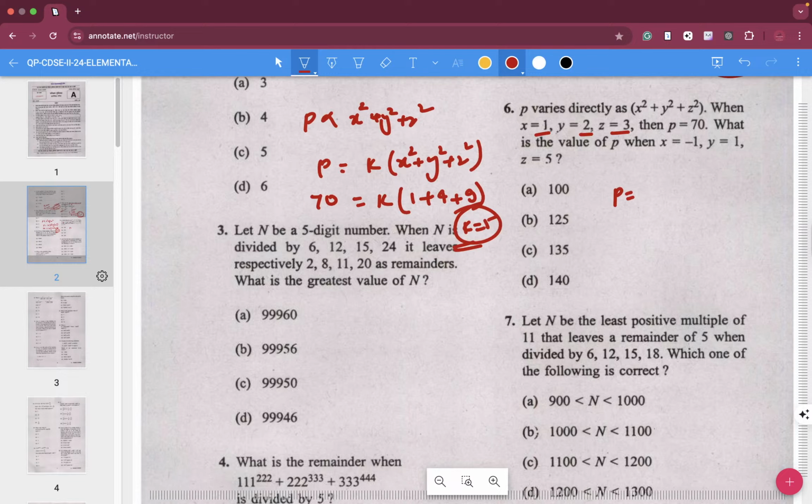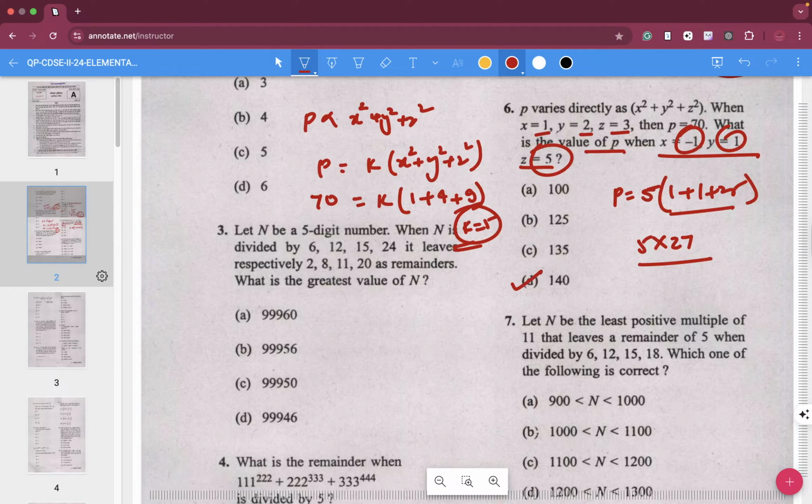Now if you know the value of k is equal to 5, can you put over here, what is the value of P when x is equal to minus 1, y is equal to 1 and z is equal to 5? So P is equal to k into x square, minus 1 square, plus y square is again 1, plus z square is 25. This is your 27. So 5 into 27, how much do you get? You get 135 as an answer to this particular question, folks.